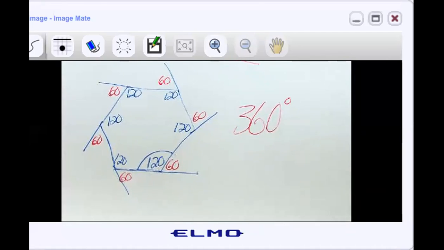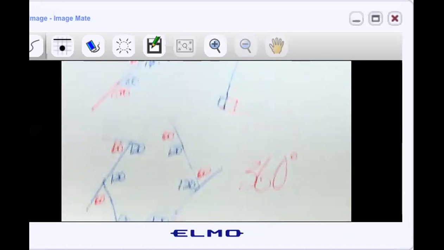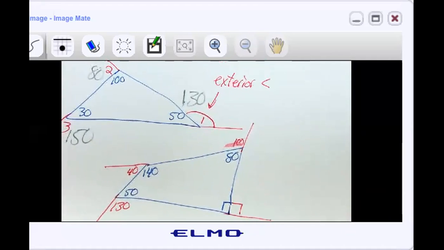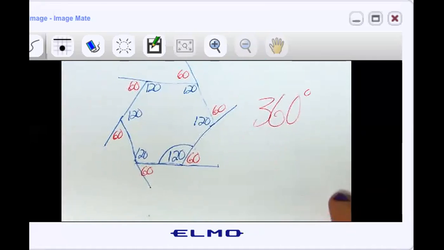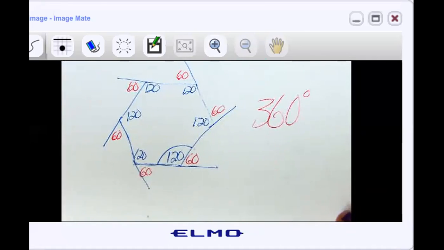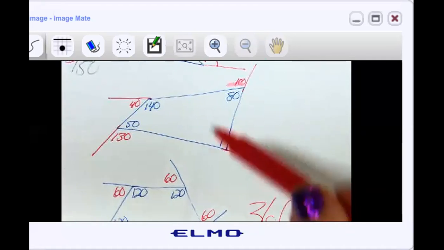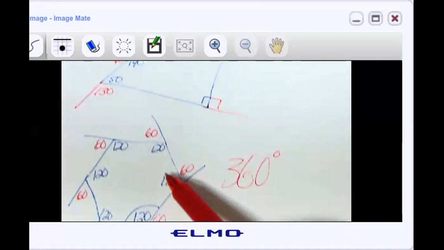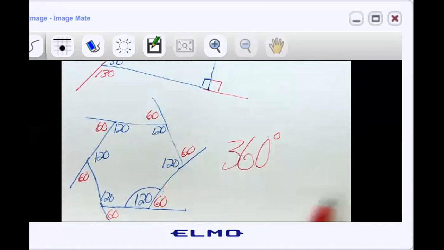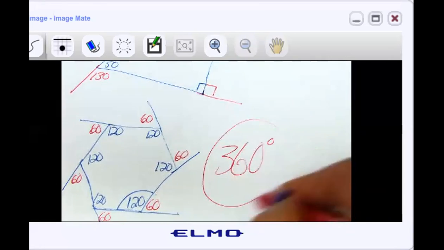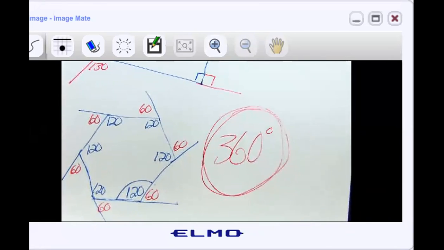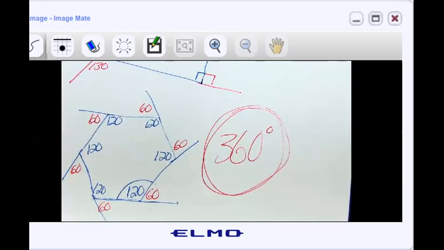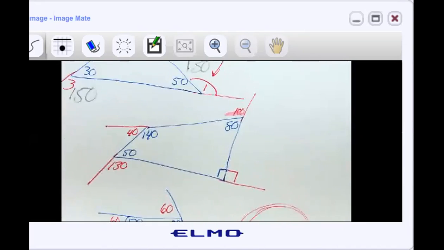Okay, so let me explain what's going on here. No matter how many sides your polygon has, it could have 3 sides, 4 sides, 6 sides. It could have 100 sides. It doesn't matter. And it also doesn't matter if it's a regular polygon or not. So like this one was not regular at all. This one was. Here's the deal. The exterior angles of any polygon are always going to add to be 360.